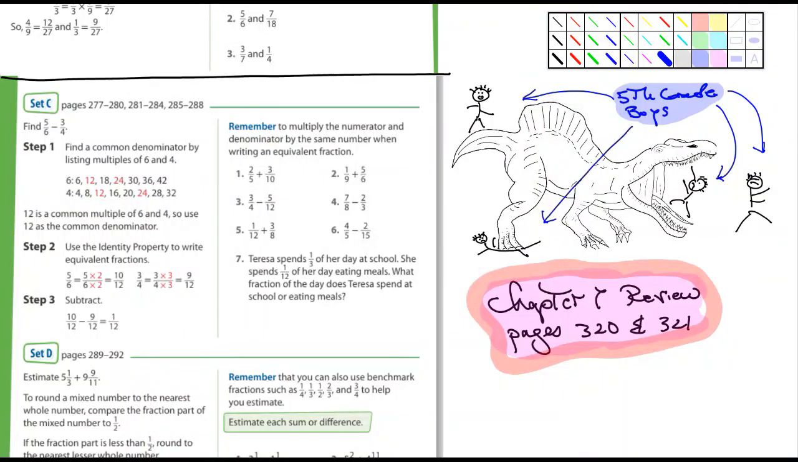Okay, fifth graders, chapter 7 review. These are the next two pages, pages 320 and 321.